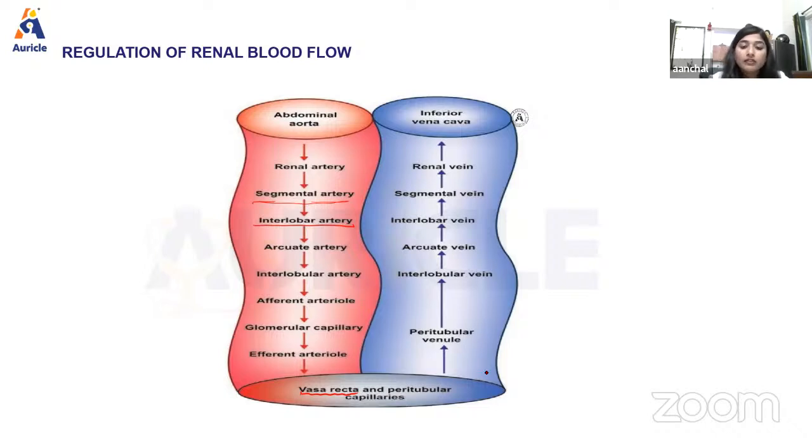Okay, then what will happen? There will be drainage of blood into the peritubular venule, and again from the venule the blood will drain into interlobular vein, from interlobular vein then to arcuate vein, and from arcuate vein to interlobar vein, then from interlobar to segmental vein, then forming the renal vein, then finally back to inferior vena cava and back to heart, right? So this is all about the renal blood flow that occurs inside the kidney, right?